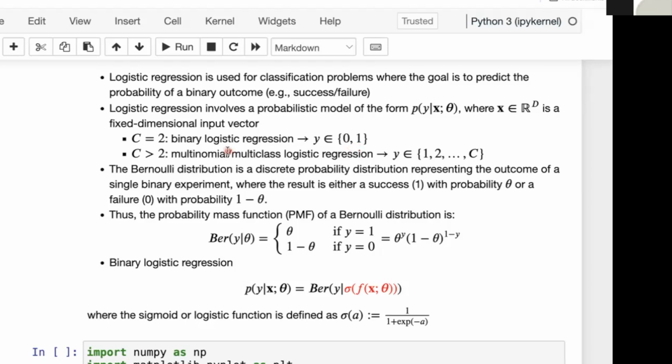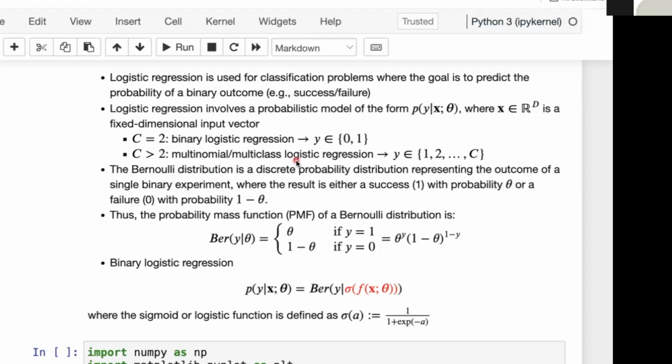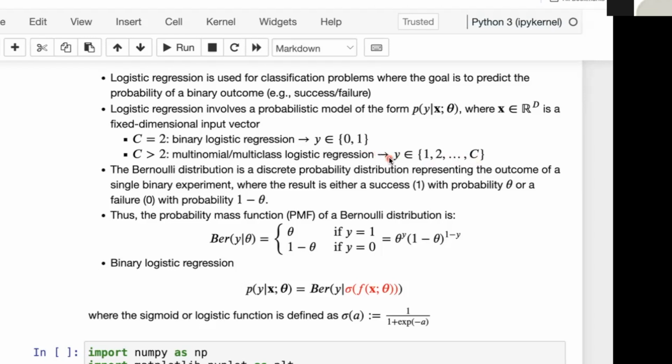However, we can generalize this to cases where we have more than two classes. This is usually known as multinomial or multi-class logistic regression. In this case, it is typical to label these classes or categories as 1, 2 through C. In both cases, what's really important to know is that these numbers do not have any quantitative value, right? They are just to let us know that we have different categories.